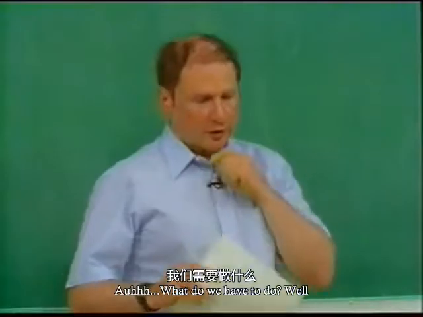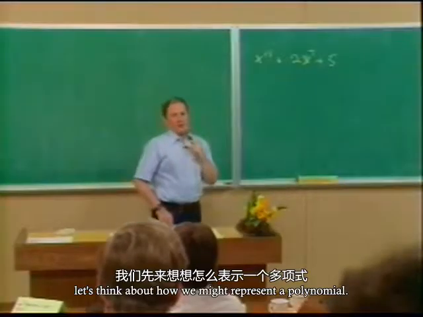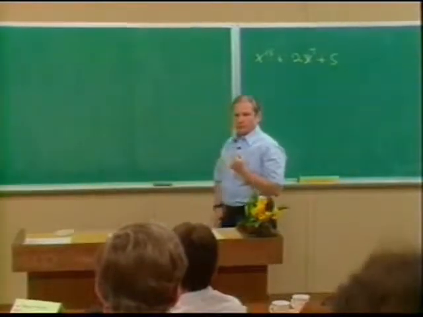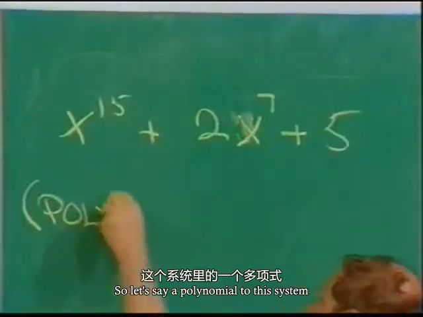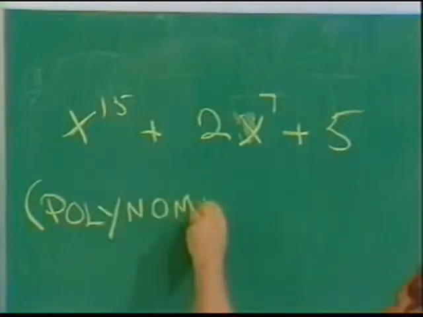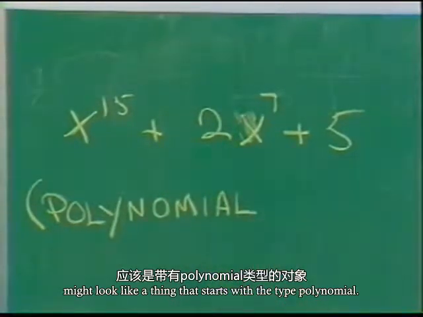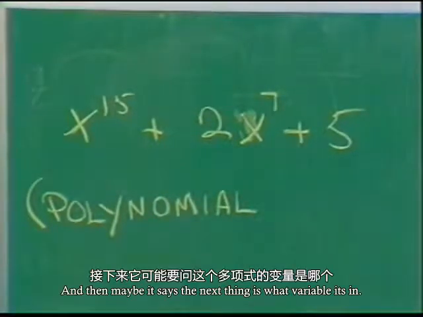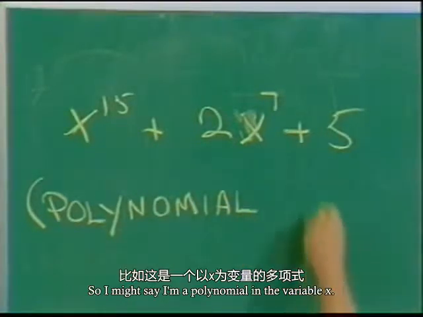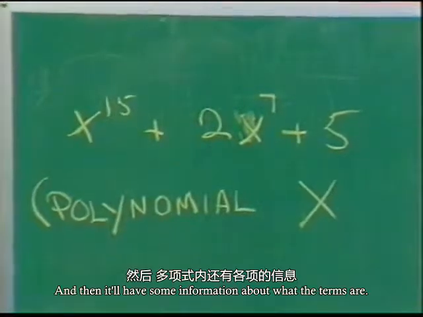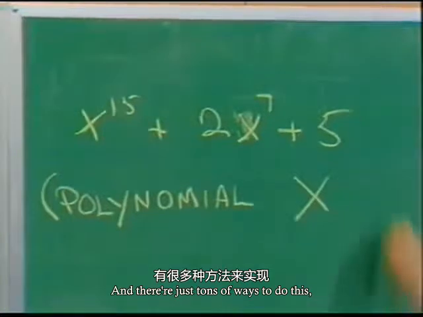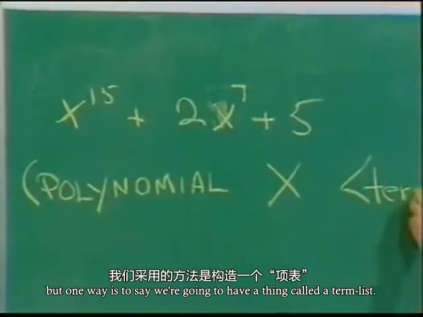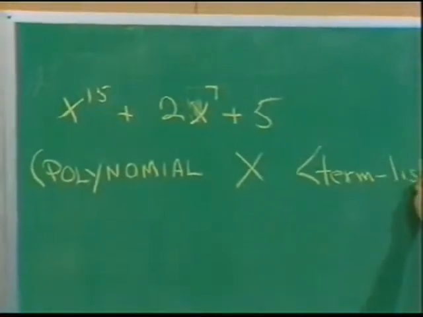What do we have to do? Well, let's think about how we might represent a polynomial. It's going to be some typed data object. So let's say a polynomial in this system might look like a thing that starts with the type polynomial, and then maybe it says the next thing is what variable it's in. So it might say I'm a polynomial in the variable x, and then it'll have some information about what the terms are. And there are just tons of ways to do this, but one way is to say we're going to have a thing called a term list.